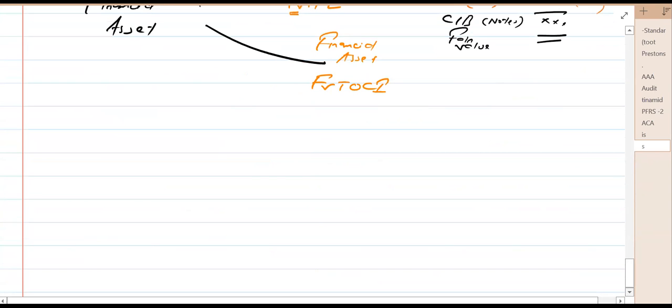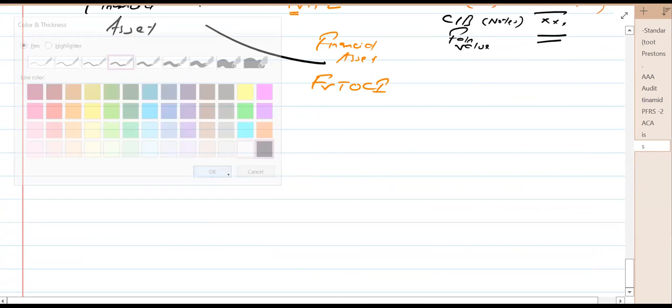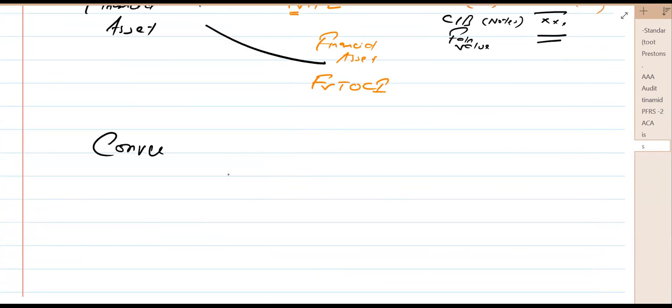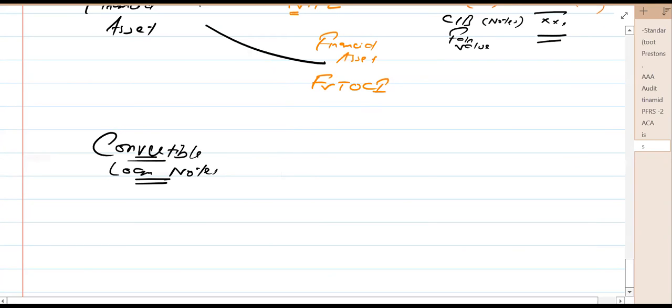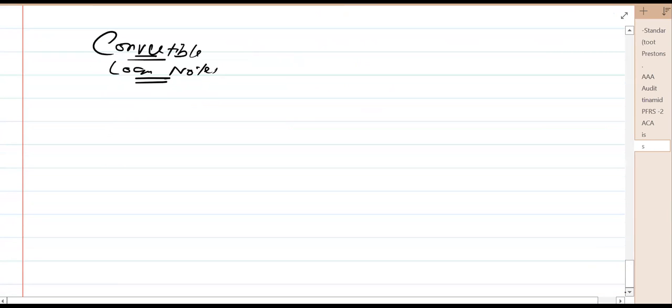But in addition to this, sometimes we get convertible loan notes, in which the bondholder has the option to convert their investment into cash. Like on maturity, they can take the cash or they can take the shares from the company. Obviously, it is the bondholder who will be deciding what they will be doing at maturity. How will the company record these convertible loan notes?